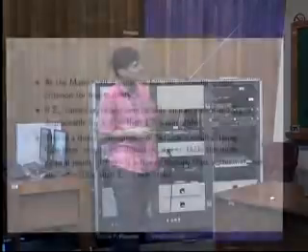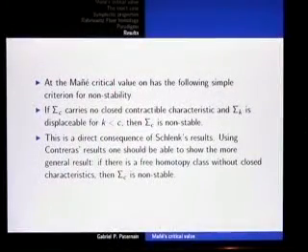Okay, so this is what I just said, and probably one can improve that using Gonzalo's result that we mentioned yesterday, and enhance that. If you just have some homotopy class without a closed orbit, then it should be possible to prove that it's non-stable.